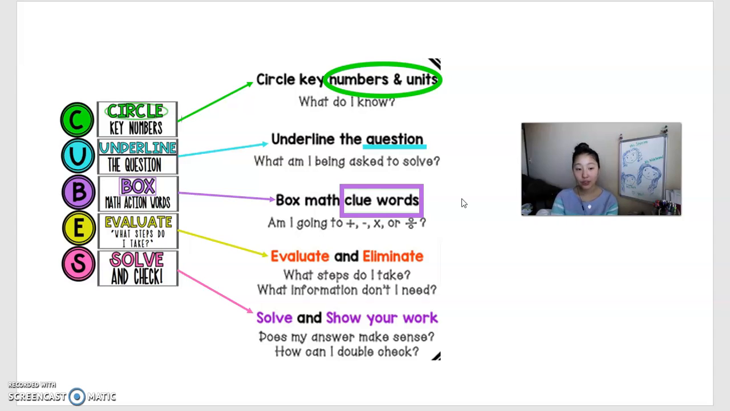That's why we're going through this CUBES process of circle the key numbers and units, which we did yesterday. We underline the question, because I want you to think about what are you being asked? What are they asking you for? Next is going to be tomorrow, and we're going to box the math action word, which, for me, I always put it as what is it asking you to do? So it's asking you to add, subtract, multiply, or divide, and there are some keywords that point you in the right direction. So that's what we're going to focus on tomorrow.